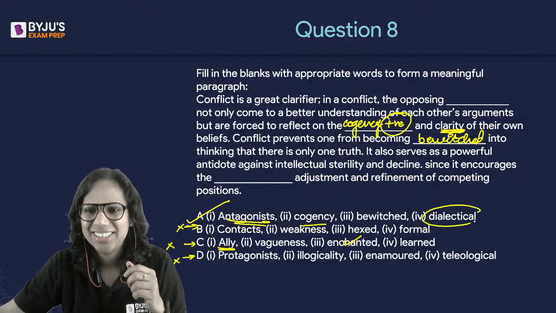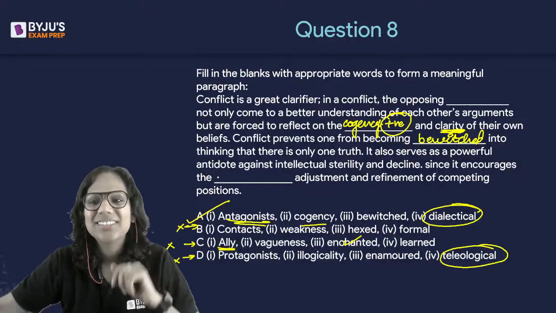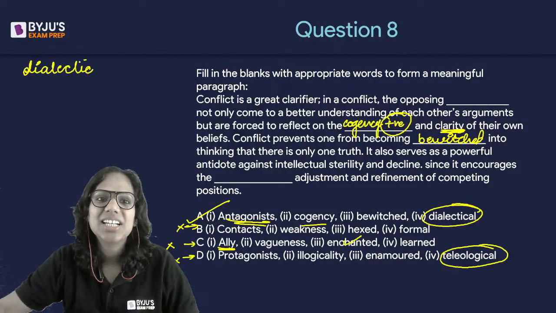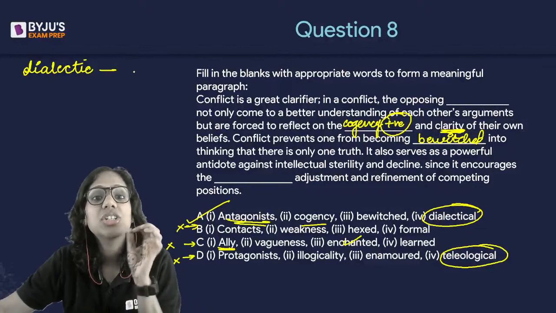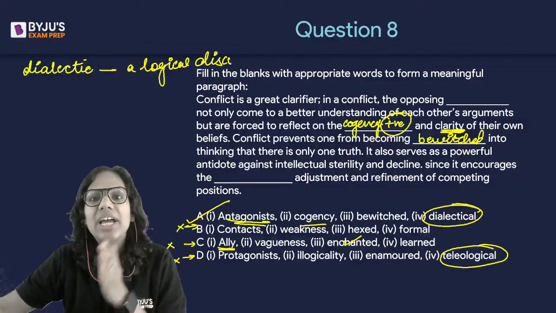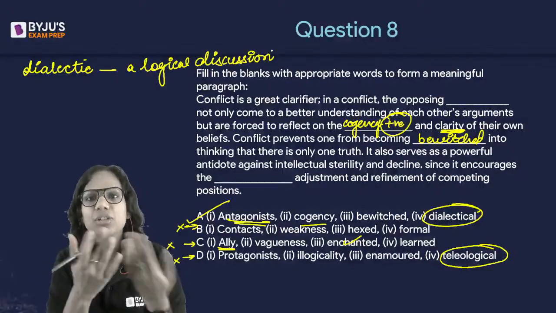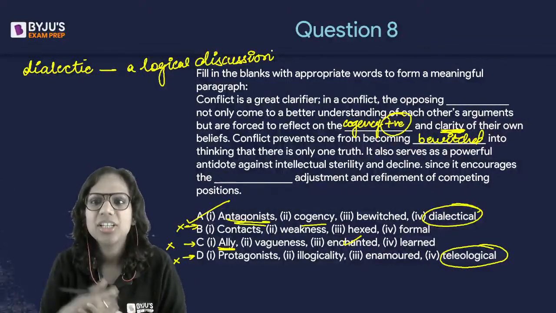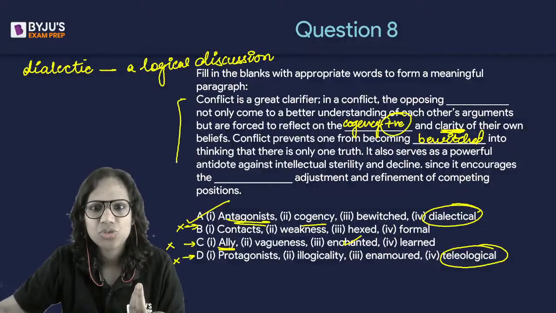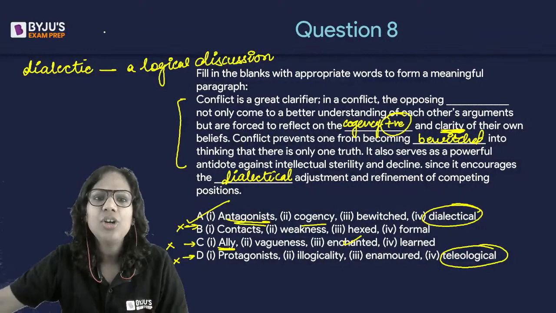What is dialectical? Some of you must be wondering this, yes? What is teleological? So let's learn the meanings of these two words. See, dialectical. A dialectic is a discussion, a formal discussion, a logical discussion. So dialectical adjustment would be an adjustment in your beliefs that would happen as a result of logically discussing it with someone. And we are talking about debate happening here. Debate is happening in this question, so dialectical adjustment makes perfect sense.